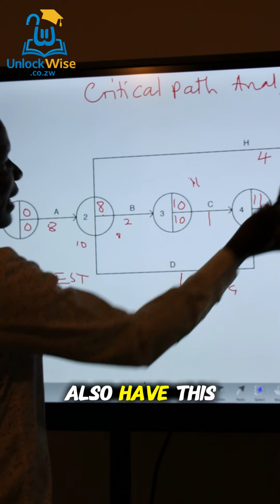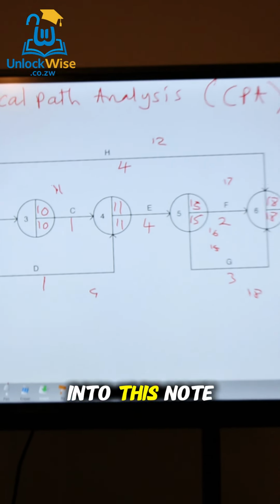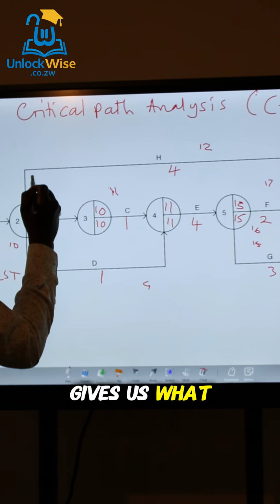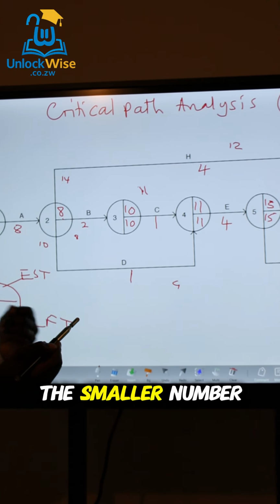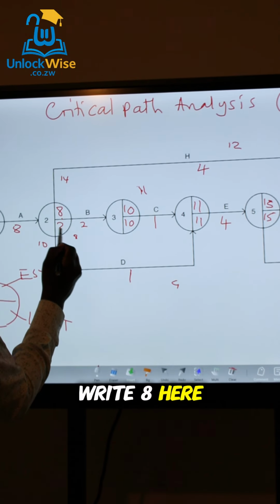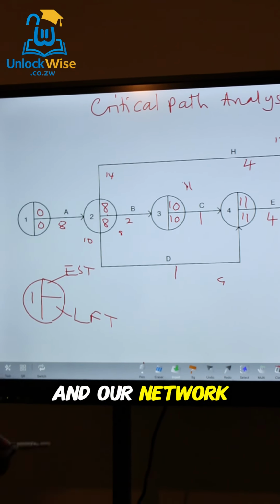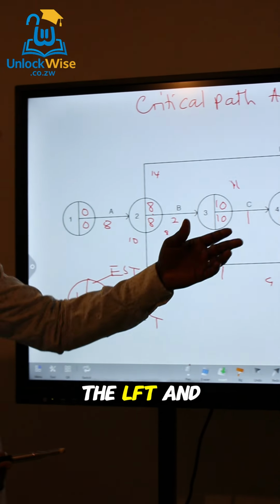And remember, we also have this other root that is coming again from the H1, yeah? That is coming into this node. So we have 18 minus 4, which gives us what? 14. Remember, I said we write the smaller what? The smaller number when we are doing LFT. So it means we are going to write 8 here, because 8 is the smallest of the three. And our network diagram is complete. That is how you actually calculate the LFT and the EST.